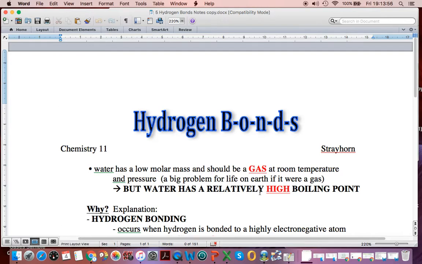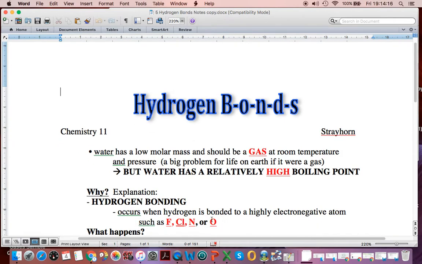So water has a relatively high boiling point. That means relatively high considering its molar mass. And what this means is there must be extra stickiness between the molecules of water. And that extra stickiness is due to what's called hydrogen bonding. So first of all, hydrogen bonding occurs when hydrogen is bonded to one of those four highly electronegative elements. And those include fluorine, chlorine, nitrogen, and oxygen.